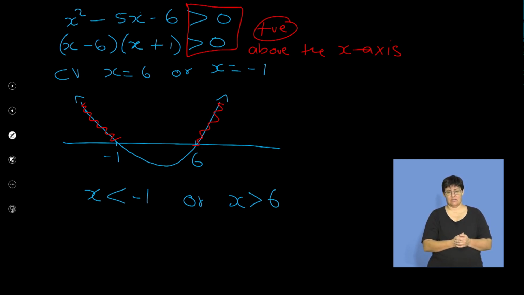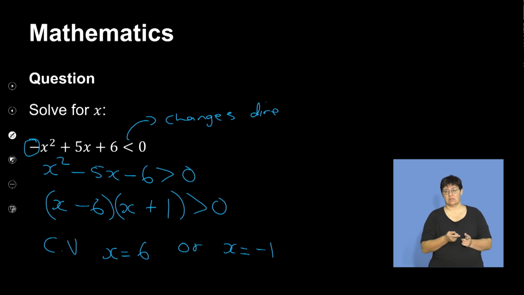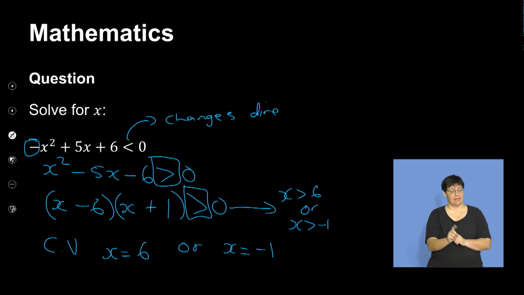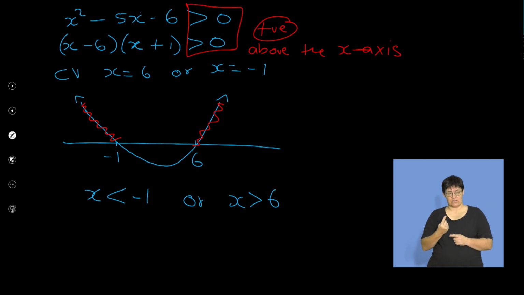So you don't, as soon as you get your critical values, just go and say x is greater than 6, or x is greater than negative 1, because that's what some people will do. They will treat this as an equal sign, because remember, when you are dealing with an equal sign, you go straight to equating the two. But here, that's really not what you do. You must draw the graph to show where this is true.